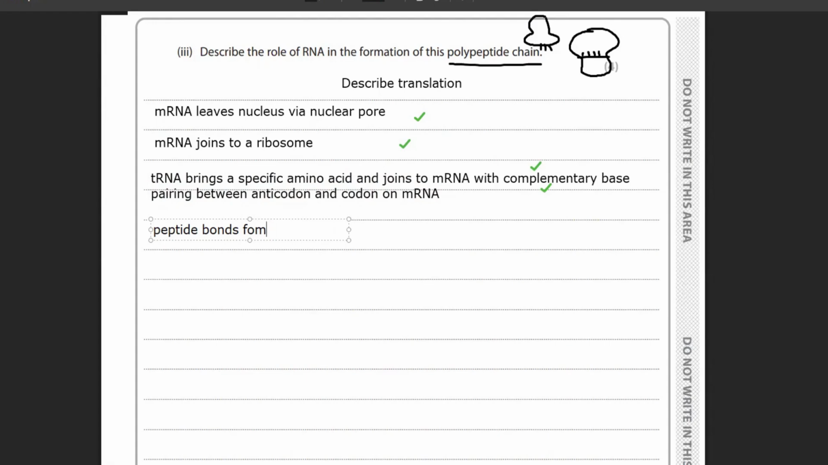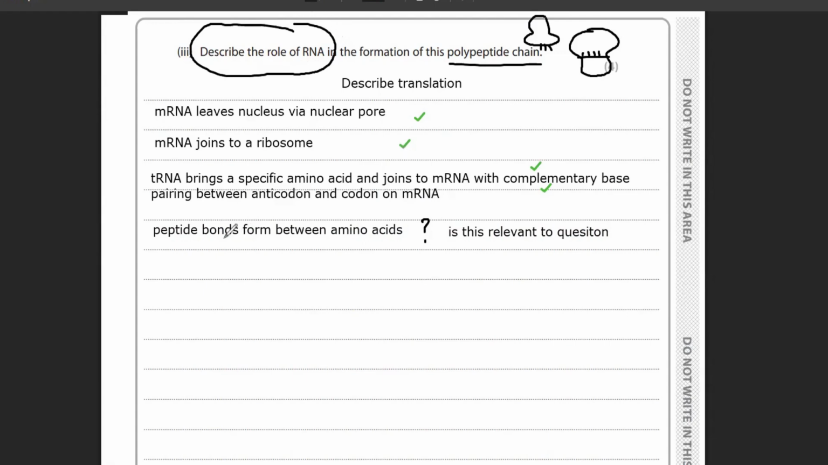Now, peptide bonds form between the amino acids as they're lined up by the tRNA. As they're brought down by the different tRNA molecules, the different amino acids line up and peptide bonds form. But is it the RNA that makes the peptide bonds? It's not. The RNA doesn't really have anything to do with the peptide bonds. So I would say that is an irrelevant point to the question. Would you lose a mark for that? No. So that's why I'm saying here, I would just write everything about translation and you'll pick up all the marks. At worst, they'll ignore this and you won't get a mark because it's not relevant to the role of RNA in translation in the formation of a polypeptide.